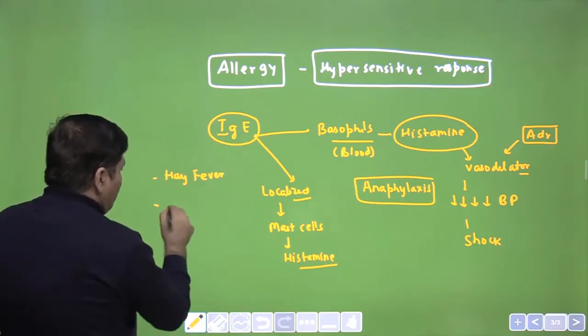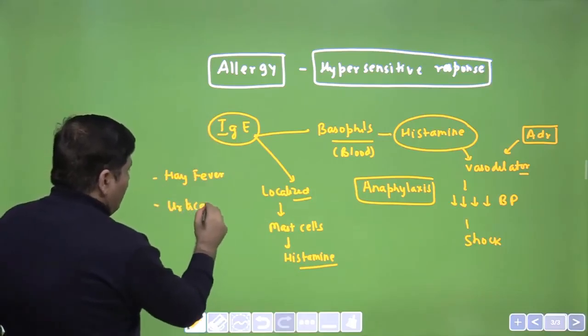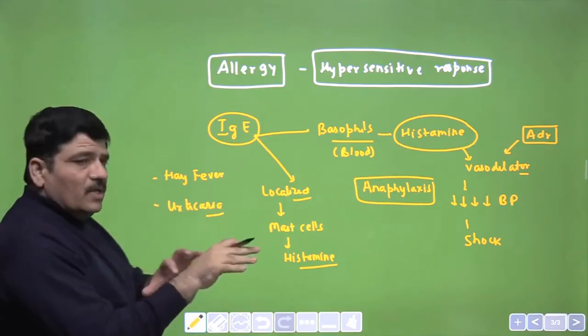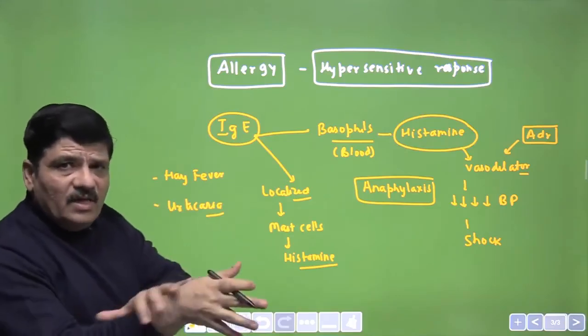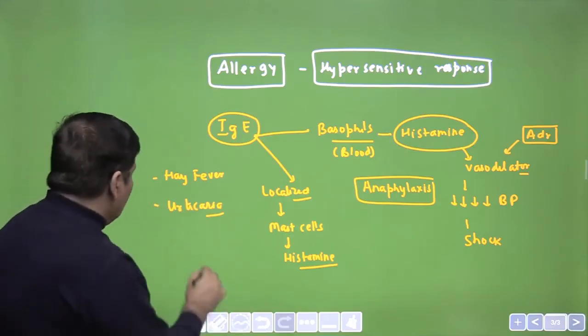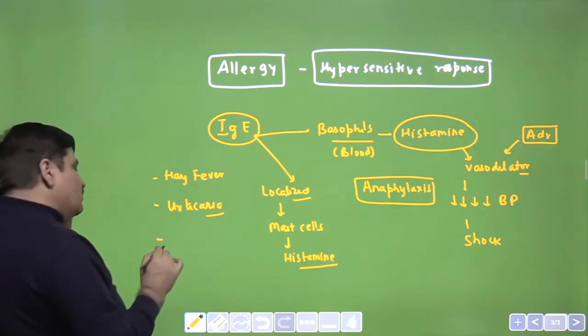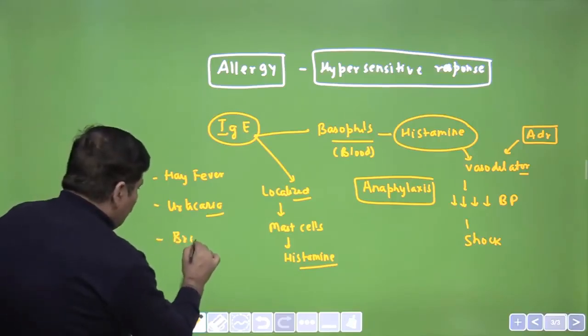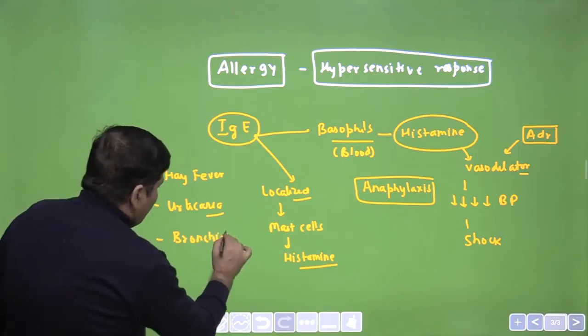The second would be urticaria. Urticaria is the rash on the skin. So somebody eats something that develops skin rashes, that would be urticaria. And the final example would be bronchial asthma.